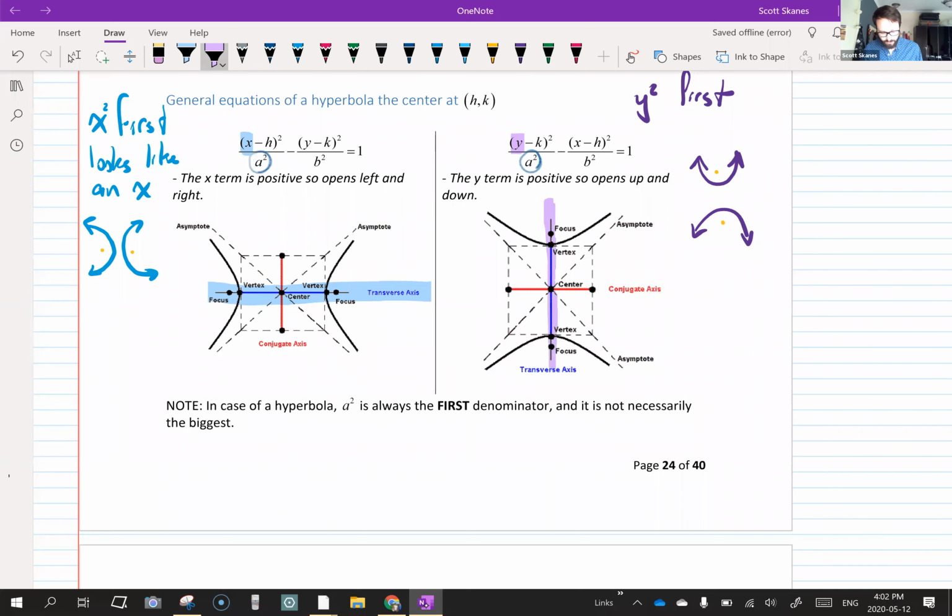So I know there's a lot to keep in your head, but most of these problems, at least half, maybe 75%, are the exact same as ellipses. Okay, so I think that's everything. If I've missed something along the way, I'll cover it as we go, okay? So this is a super important note. A squared is always the first denominator, but not necessarily the biggest. Ellipses: A squared is the biggest. Hyperbolas: A squared is first. That's the difference.